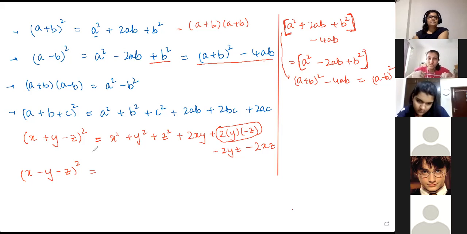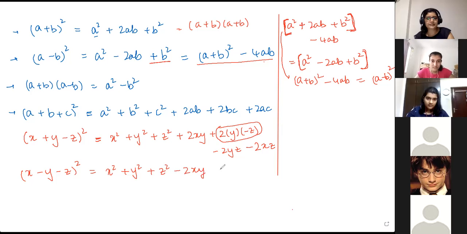And Suhani, can you expand this? X square, yes. Plus y square, yes. Plus z square, yes. Minus 2xy. Very good. Correct. Plus 2yz, yes. Minus 2xz. Correct. Absolutely right. Yeah. So Samriddhi, you have corrected it. Ashka, you sent the right answer.